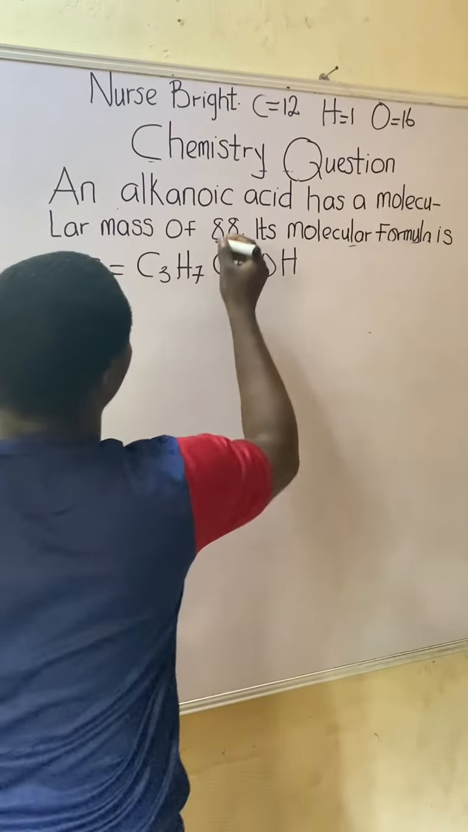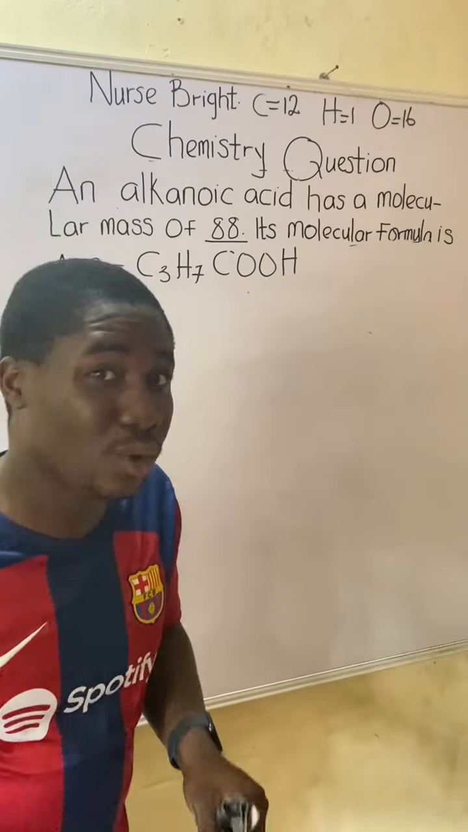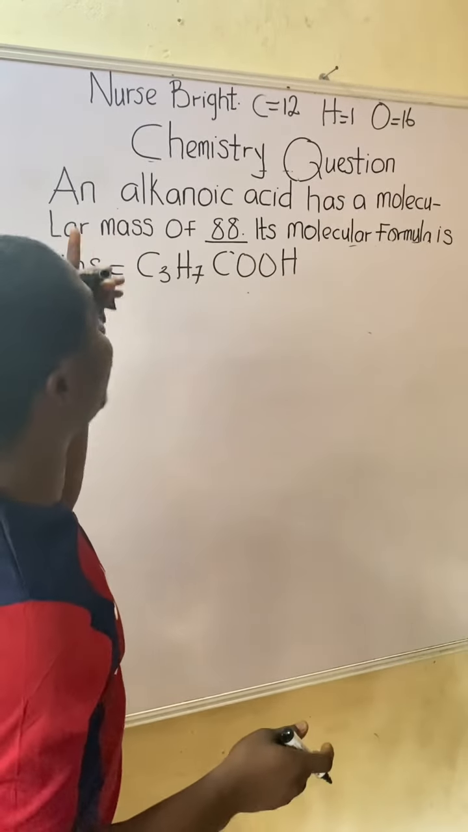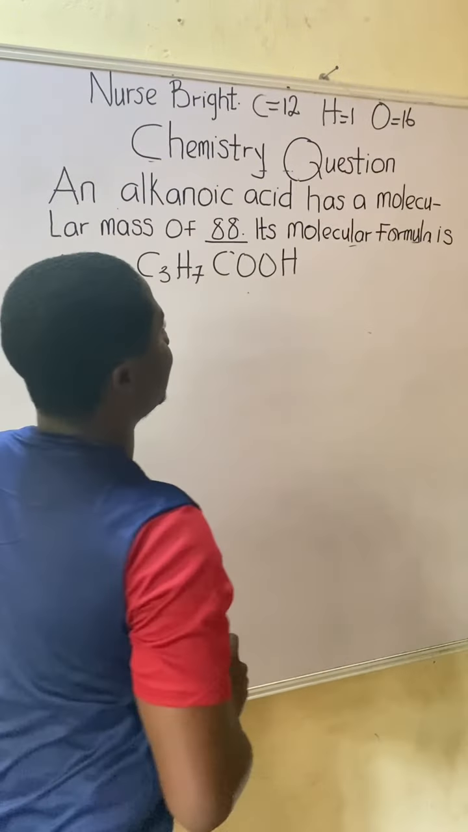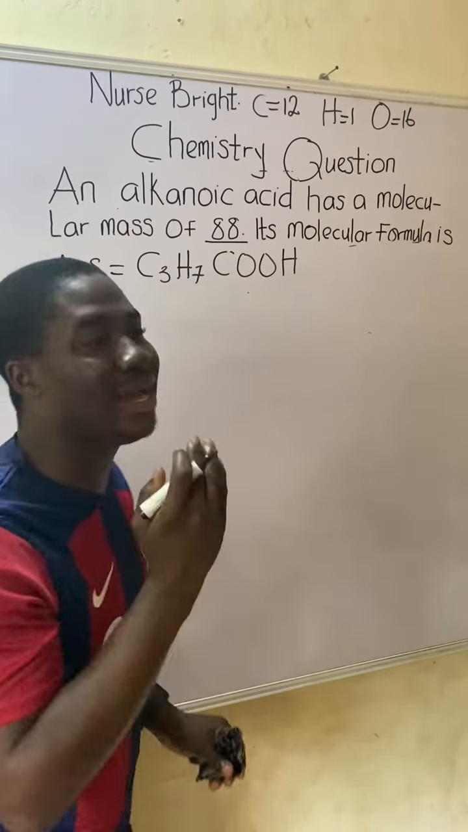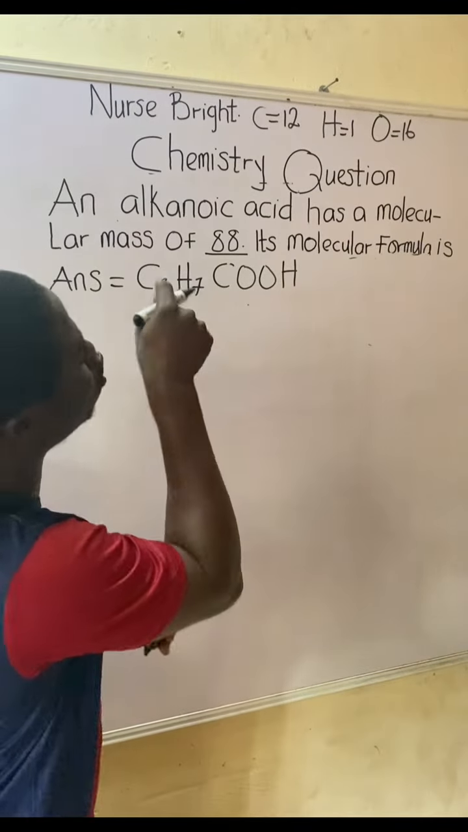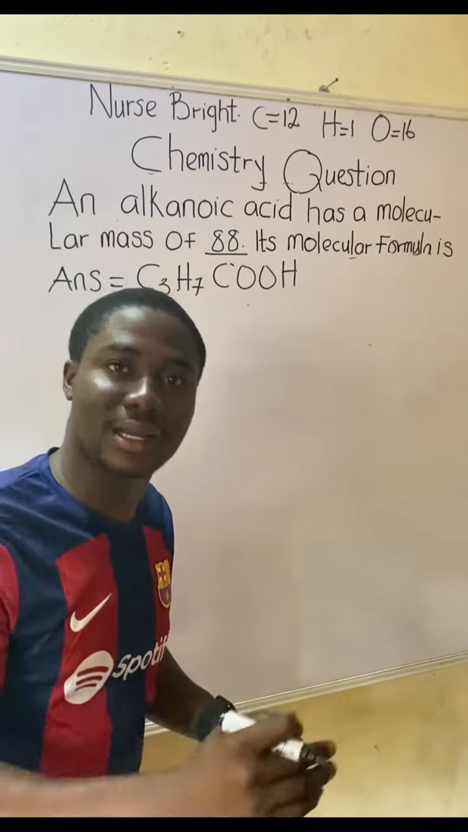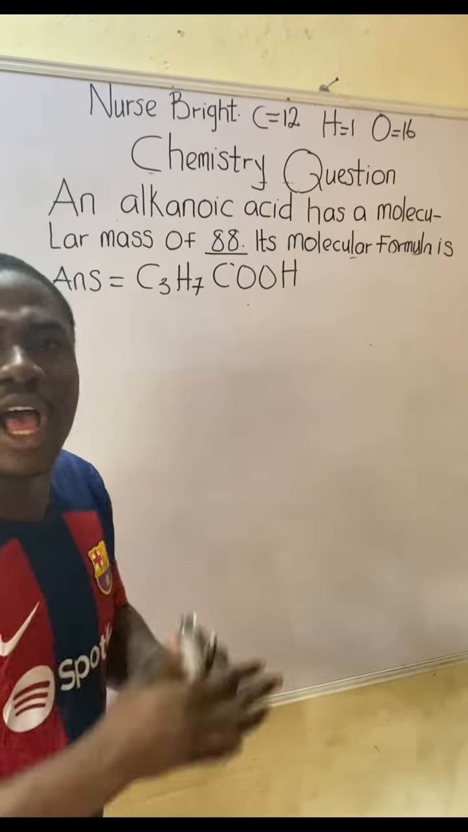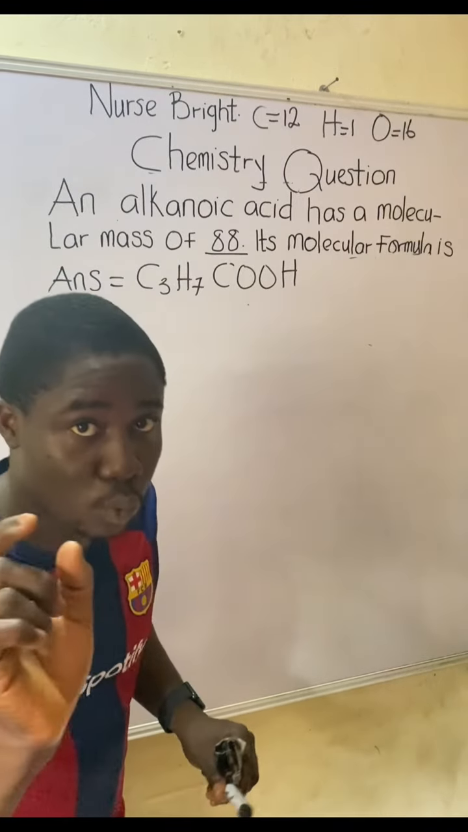So they are telling us that this compound, which is an alkanoic acid, has a molecular mass of 88. They've given us the answer to the question already, but let us solve to get the answer. It is not just by knowing the answer to the question, you have to know how it's done so that when they give you one practice question, you can solve without stress. So let's solve together.